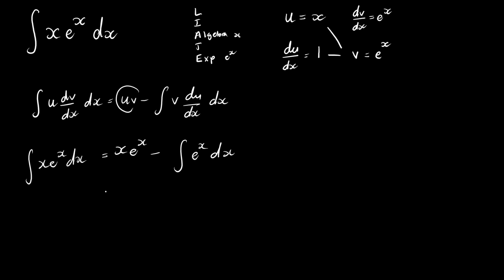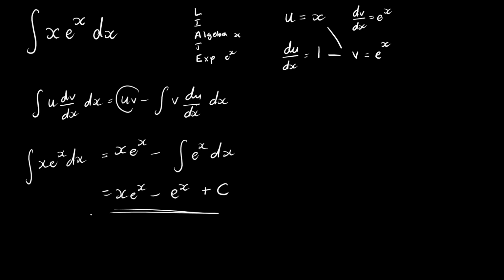So now, carrying on, I've got x e to the x minus the integral of e to the x, which is really nice and easy, it's just e to the x. Then we just need to remember our constant at the end, plus c, and that is our integral. We could also check this by differentiating it.